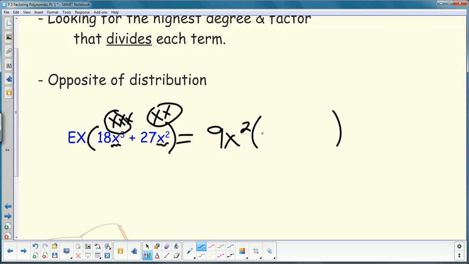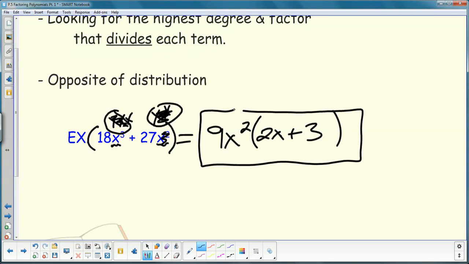So 18 divided by 9 is going to give us 2, and if we had x cubed and we factored out 2 x's, we still have 1x left. Plus 27 divided by 9 gives us 3, and if we factored out 2 x's, none of our x's are left in here. Our x squared is gone, so it's just 3. And this would be factored based on the greatest common factor.